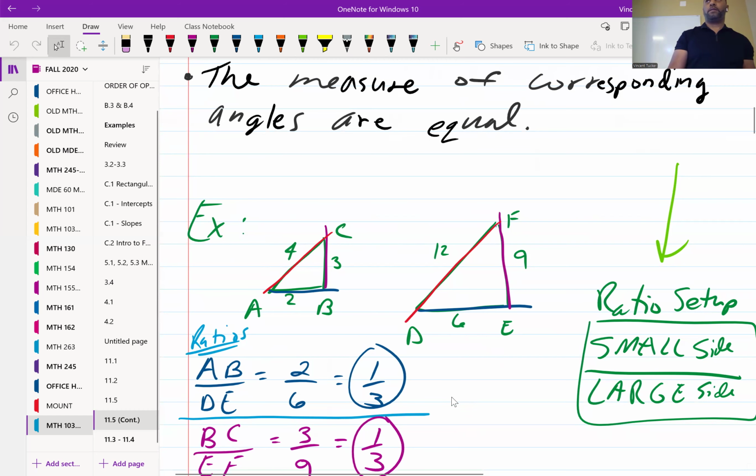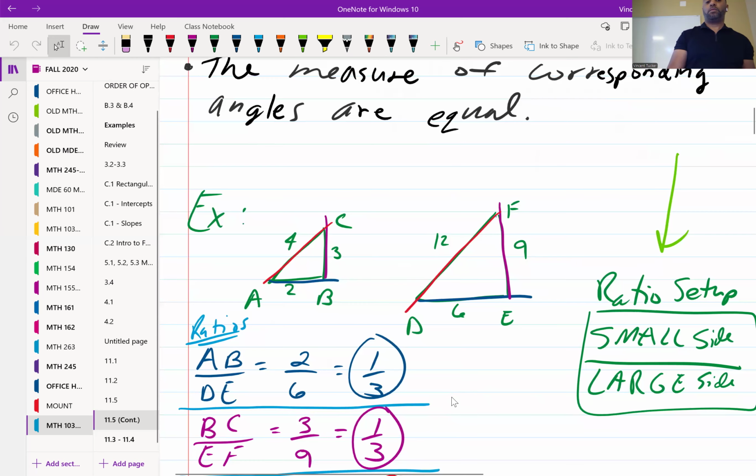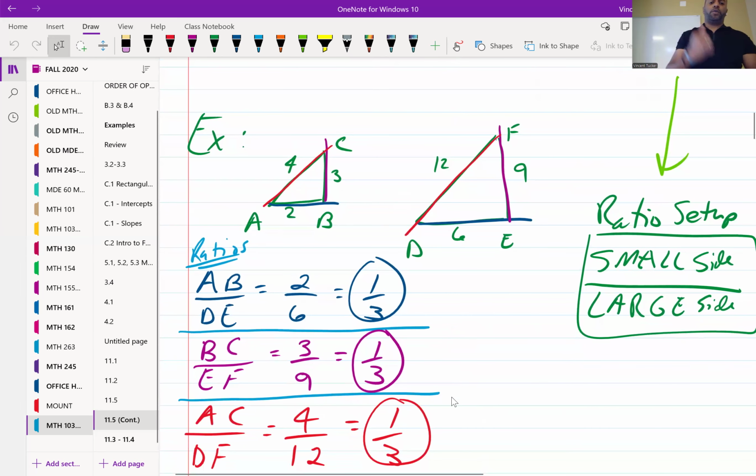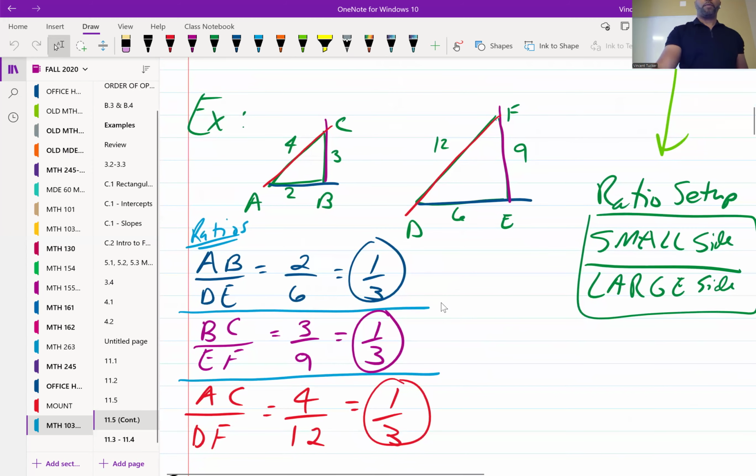Anybody hold on to that black sentence up top? Okay. So BC is over here to the right. EF is what corresponds to that side. And so that's 3/9, which would still be 1/3. And then AC over DF is 4/12, which once again reduces down to 1/3. So we see each one of these ratios of corresponding sides are equal to each other. So that's the properties of your similar triangles.